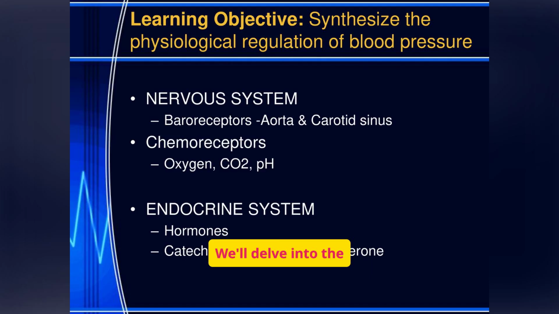We'll delve into the specific components of the nervous and endocrine systems that influence blood pressure, including receptors and hormones. Baroreceptors in the aorta and carotid sinus sense pressure changes. Chemoreceptors detect changes in oxygen, CO2, and pH levels. The vasomotor center in the medulla sends signals that adjust vessel diameter.